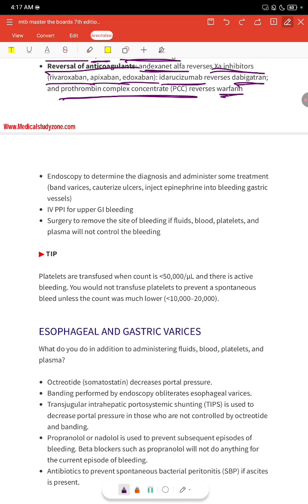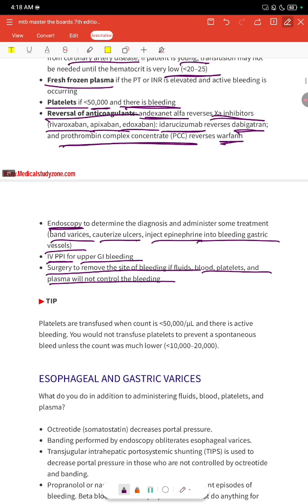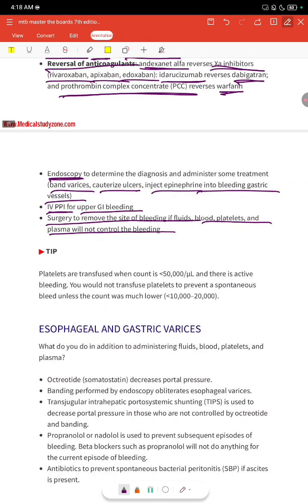Endoscopy to determine the diagnosis and administer some treatment. So it is diagnostic and therapeutic at the same time in this scenario. Therapeutic in a sense that it is used for some treatments like banding varices, cauterizing ulcers, injecting epinephrine into bleeding gastric vessels. You can go for IV PPI for upper GI bleed. Surgery to remove the sites of bleeding if fluids, blood, platelets, and plasma will not control the bleeding. So as a last resort, you go for surgery.